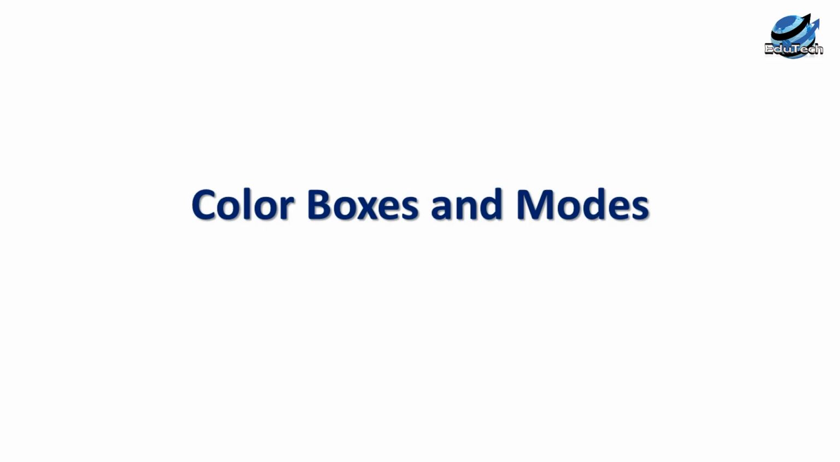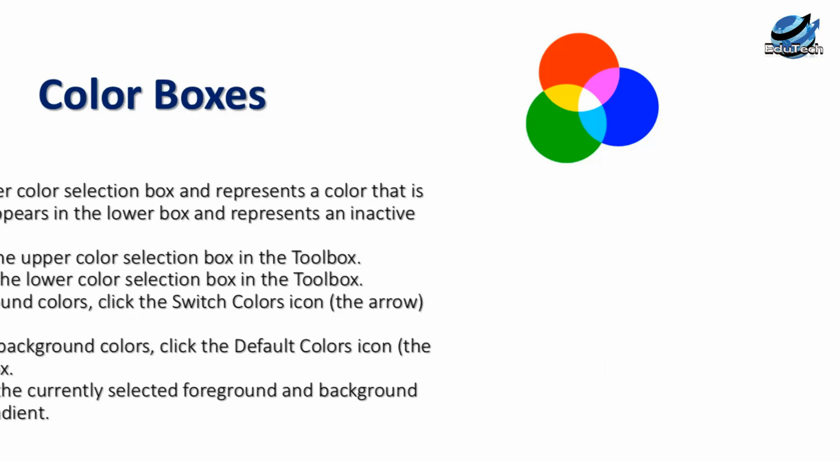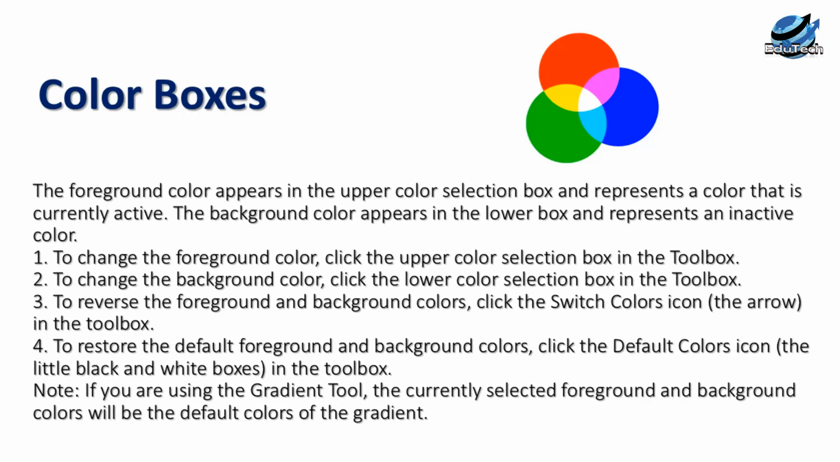Color boxes and modes. Color boxes. The foreground color appears in the upper color selection box and represents a color that is currently active. The background color appears in the lower box and represents an inactive color.